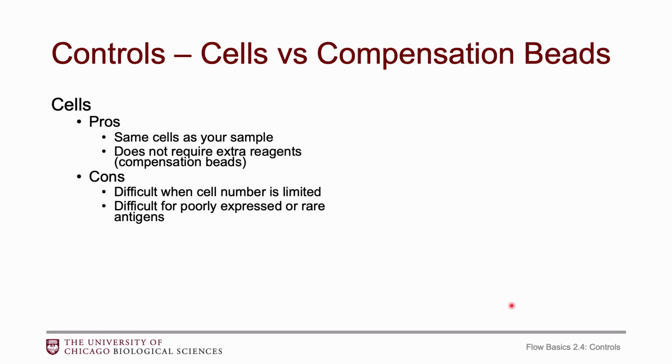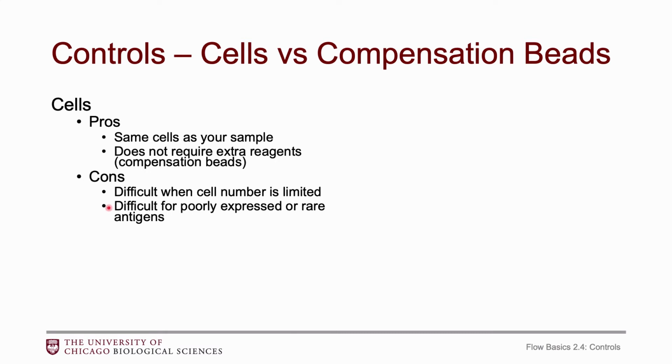Now, I've been mentioning compensation beads, and I do want to go over the pros and cons of using cells versus compensation beads. So cells usually will be the least problematic in calculating compensation because hopefully they're exactly the same as your cells in your sample, and therefore it's going to give you the best calculation. It also is nice because you don't have to buy anything else. If you use compensation beads, that's something you need to purchase, so an added cost.